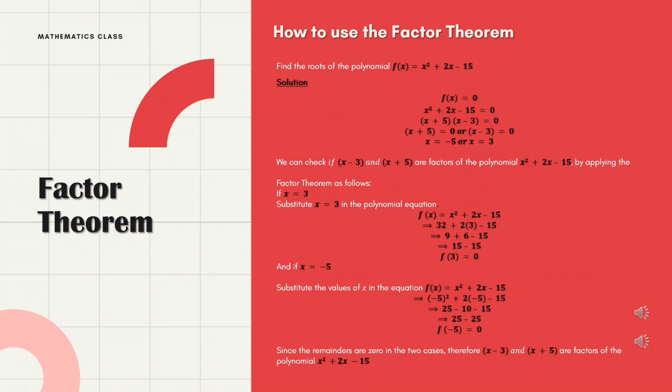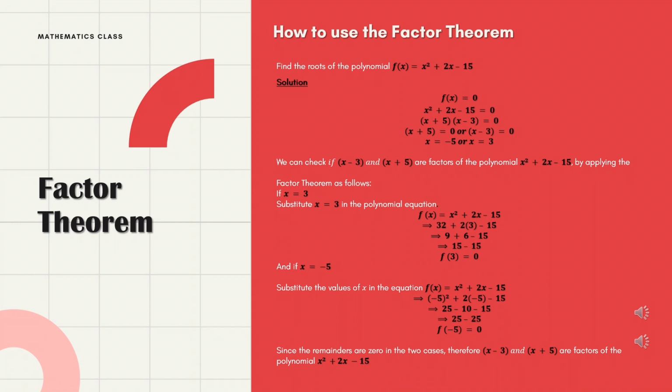How to use the factor theorem? Let's take a look at the question. Find the roots of the polynomial f(x) equals x squared plus 2x minus 15. From the solution, we know that x is equal to negative 5 or x is equal to 3. We can check if x minus 3 and x plus 5 are factors of the polynomial x squared plus 2x minus 15 by applying the factor theorem.